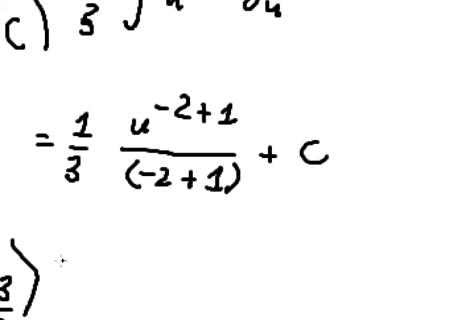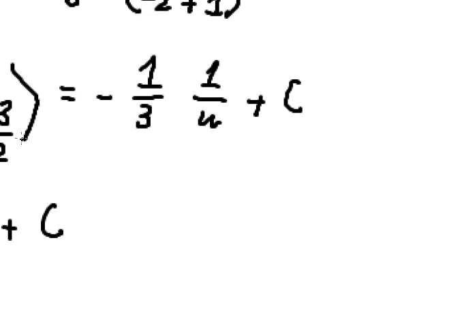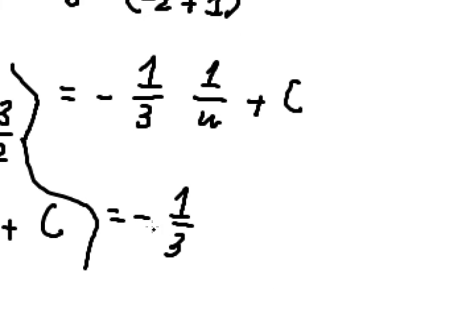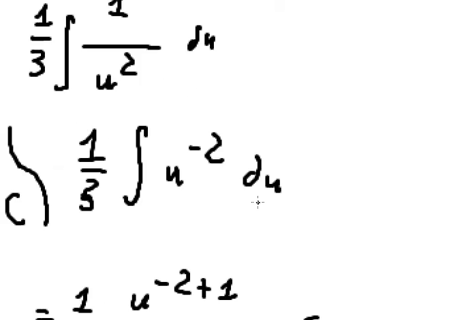So this one we have negative number 1. This one we have negative number 1. So we have negative 1 over 3, and we have 1 over u. About u, that is about 1 plus x to the power of 3.